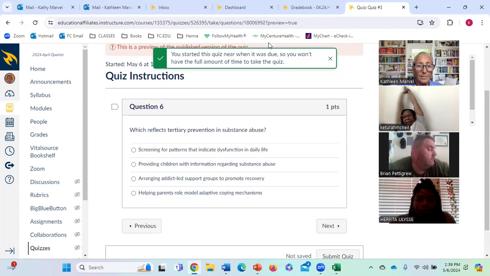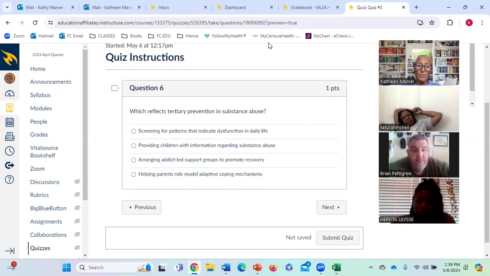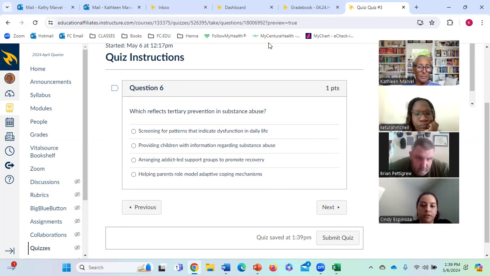Okay, number 6. Now we have a tertiary question. Which reflects tertiary prevention in substance abuse? Arranging addictive support groups to promote recovery. Right. Because that says that you're already working with people that may be addicted.